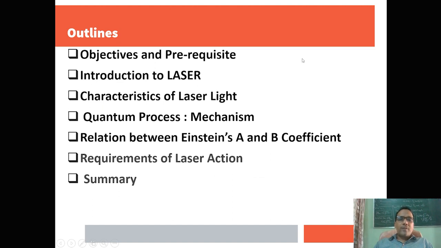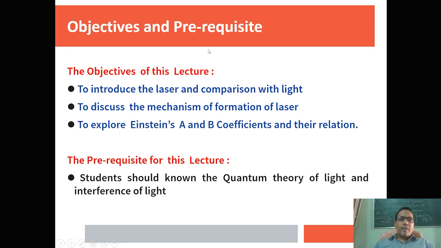So, the outline: the objectives and prerequisites of the lecture, introduction to laser, the characteristics of laser, quantum processes, the detailed mechanism of obtaining laser, the relation between Einstein's A and B coefficients, the requirement of lasing action, and finally the summary of this lecture. So, objectives and prerequisites.